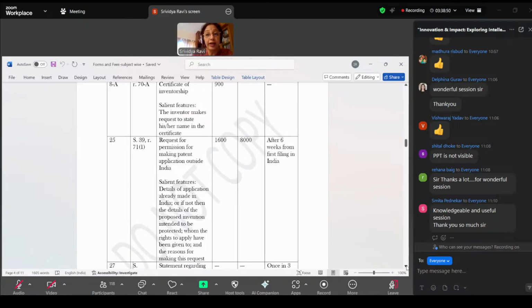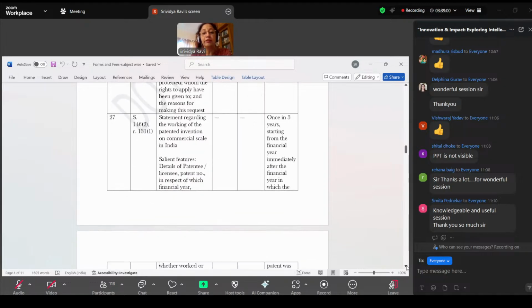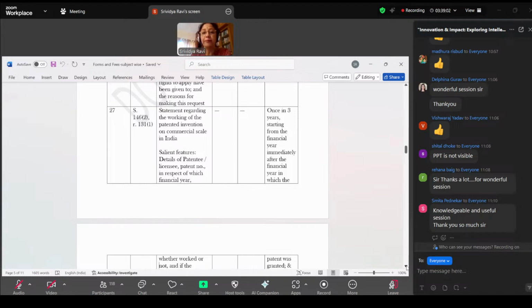6 weeks from the first filing in India, you can do foreign filing. However, if you want to first file in a foreign country, then file in India, then you have to take the permission of the patent office. And you do that through Form 25. And then finally, there is Form 27, which, as I told you earlier, when I showed you that flow chart, there was a Form 27 in a red box there. Now, the Form 27 is a statement by the patent holder with regard to the working of the patent.